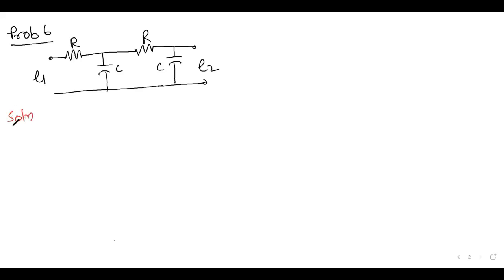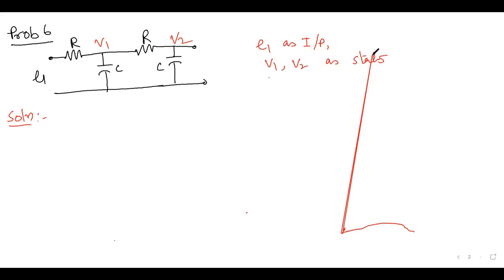Solution. Solve this. I forgot to tell you some more details, sorry. Here choose E1 as input, you can see it, nothing more to say. Choose E1 as input, and V1 and V2 as states, and V2 as output. Okay, our system is given to you.